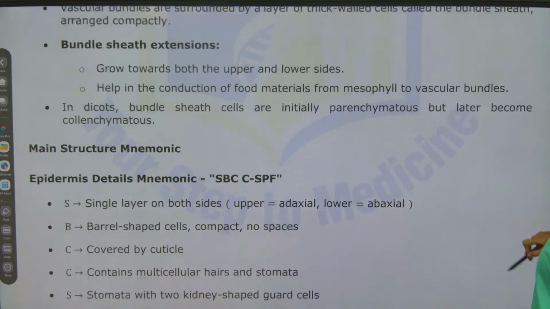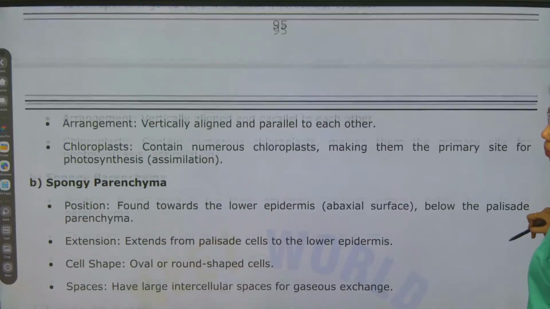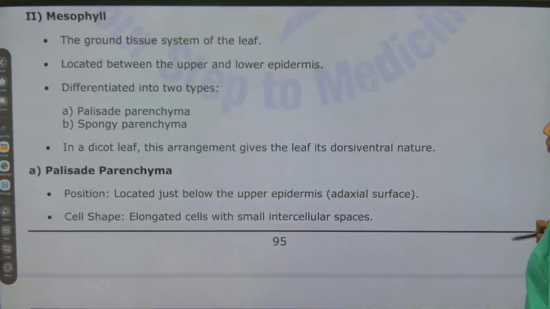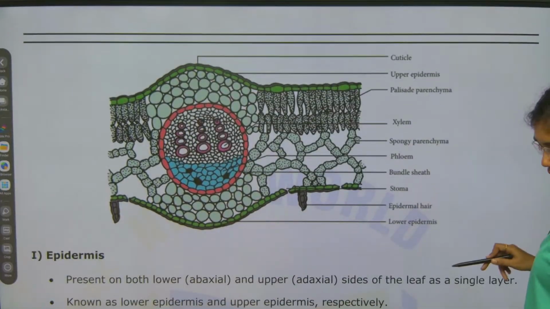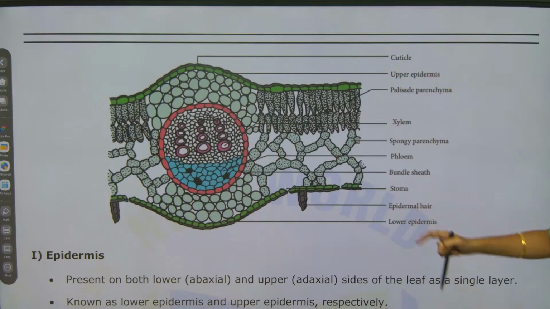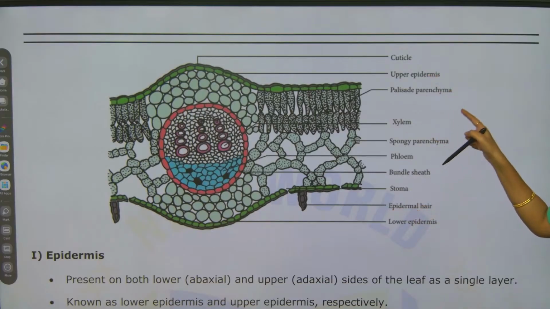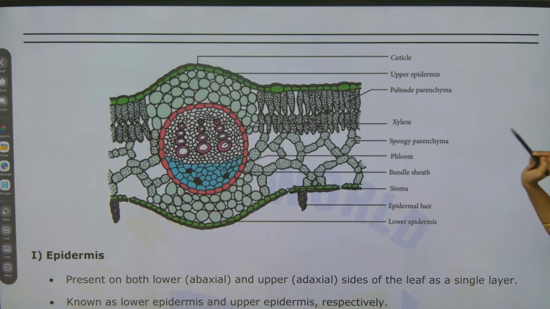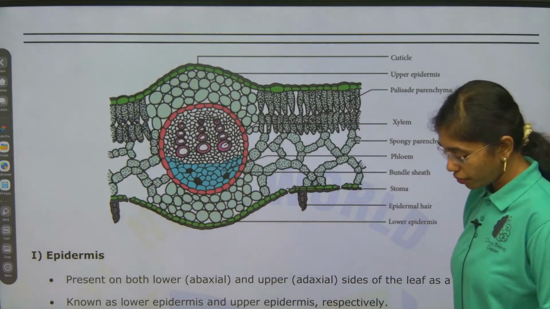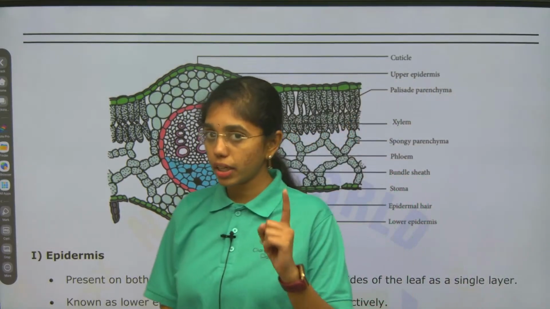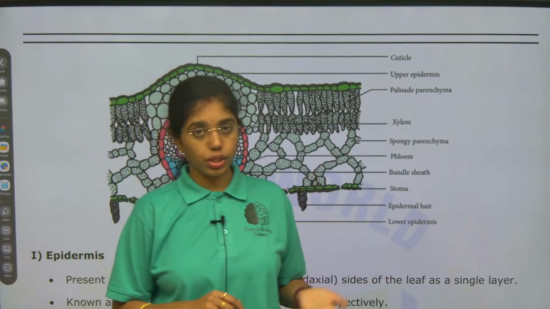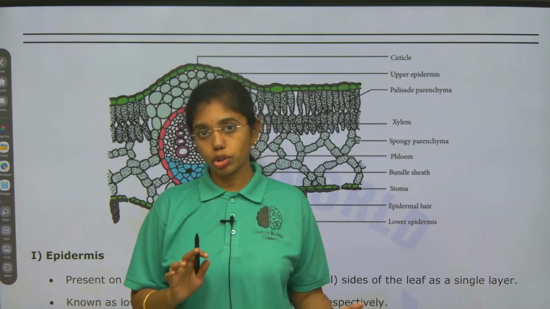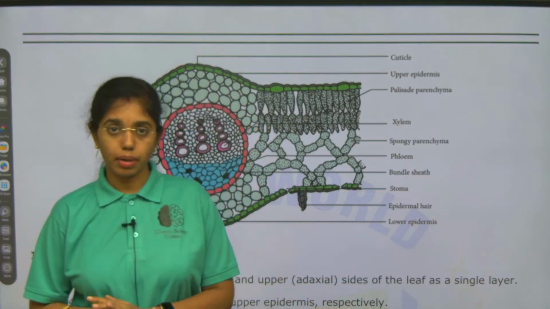Next, what you have to describe in a dicot stem and in a dorsiventral leaf. First, for the dorsiventral leaf, you describe the upper and lower epidermis, then the ground tissue system which includes palisade parenchyma and spongy parenchyma, and then you write about vascular bundles. In histology and anatomy of flowering plants, definitely there will be one question for sure. In most years' previous papers, there is a question from histology and anatomy of flowering plants.